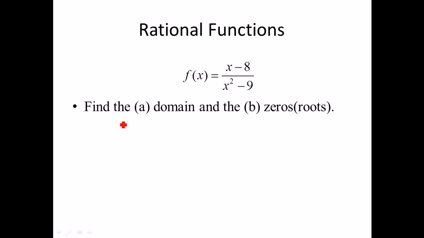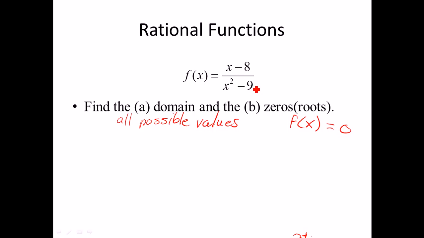For domain, remember what domain is: all possible values. So I'll write all possible values right here. And what the zeros, or the roots, are is wherever the function itself, f of x, is going to equal 0. So in order to find that, notice in rational functions, the thing that will stop this function from being defined is if you have a 0 in your denominator.